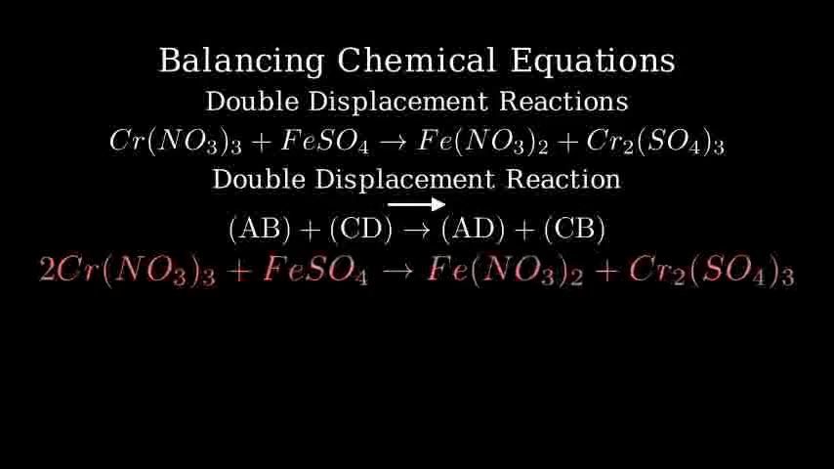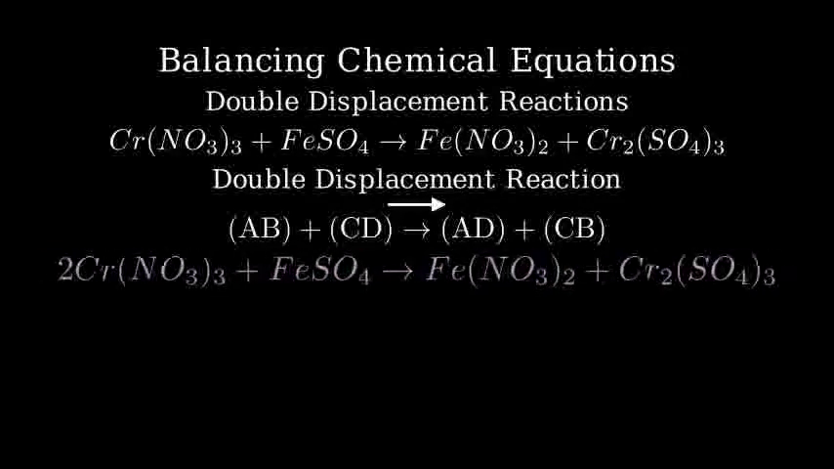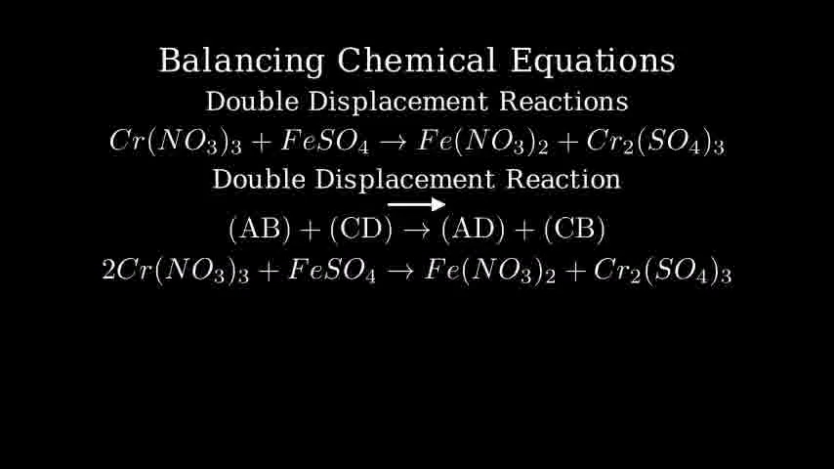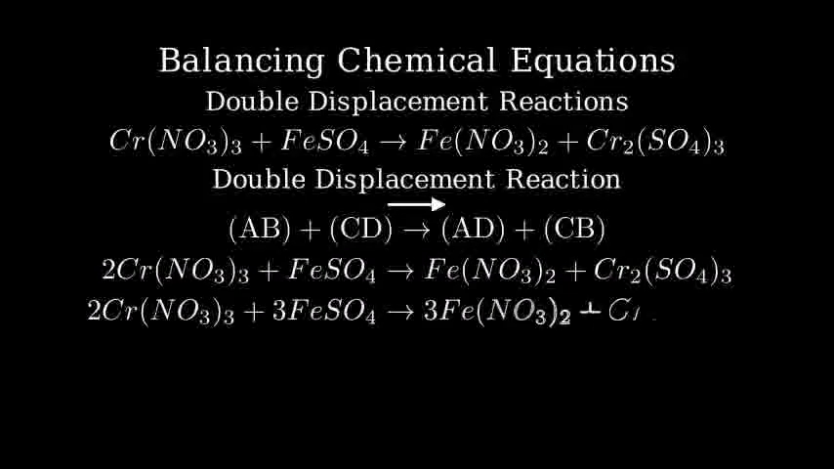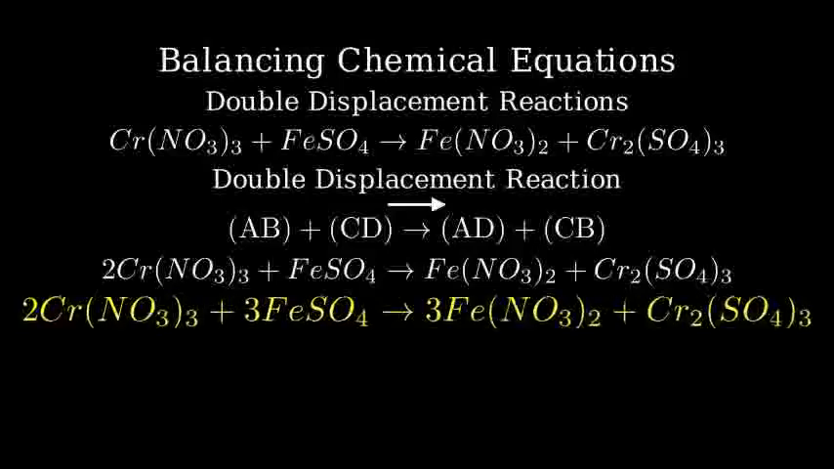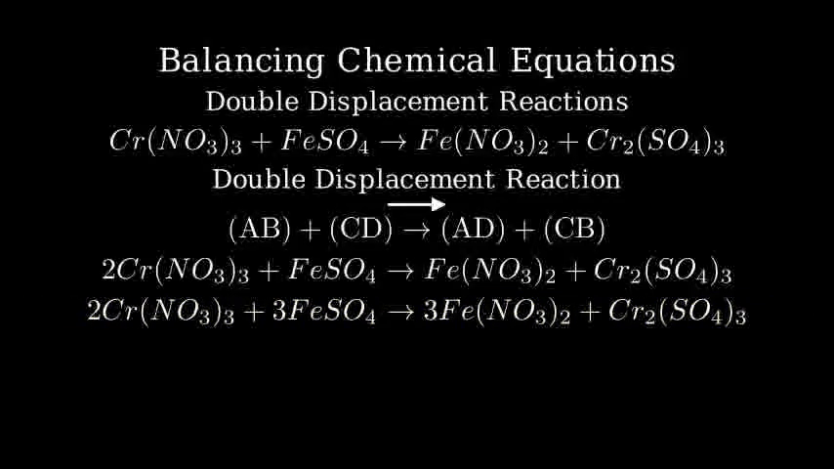Next, let's look at iron. On the left, we have 1, while on the right, we have 1. So iron is already balanced. Next, let's look at nitrate ions, NO3. On the left, we have 6 nitrate ions, and on the right, only 2.